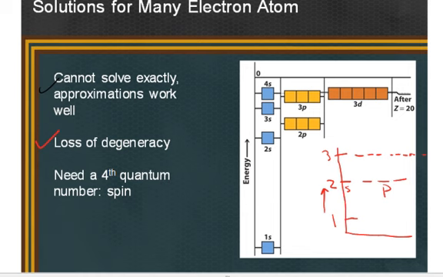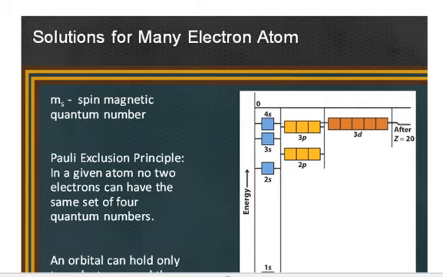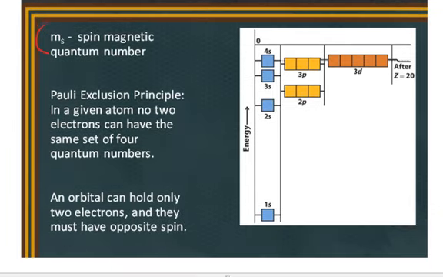So because of this, for many-electron atoms, we actually have to add a fourth quantum number called the spin quantum number, abbreviated m sub s. The reason is that the Pauli exclusion principle states that in a given atom, no two electrons can have the same set of four quantum numbers, yet two electrons can occupy a single orbital. So we have to add this other quantum number to satisfy this condition. Each orbital can only hold up to 2 electrons, and they must have opposite spin.